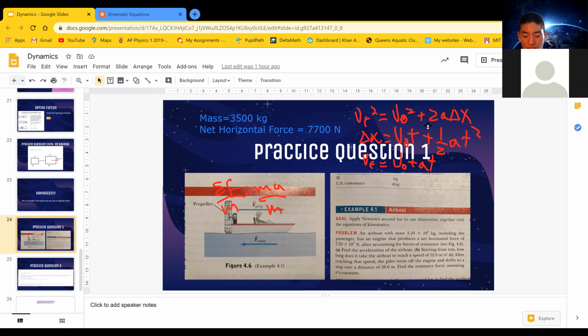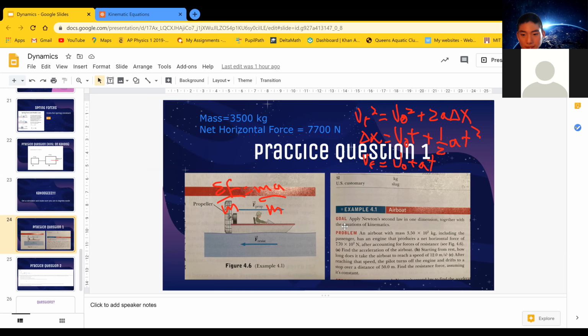So in this problem, they ask you to find how long it takes, and how long it takes is basically asking for time. So you can eliminate the first equation because there is no time variable. They also tell you that the boat starts from rest, so its initial velocity is equal to 0. So you could either use the second equation. Actually, which equation do you think you should use, the second or the third one? Third, okay.